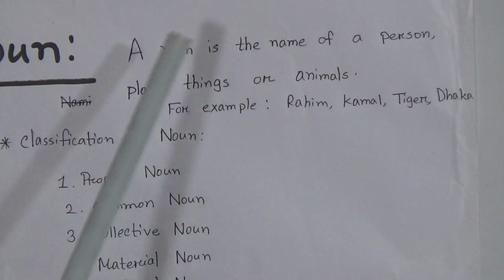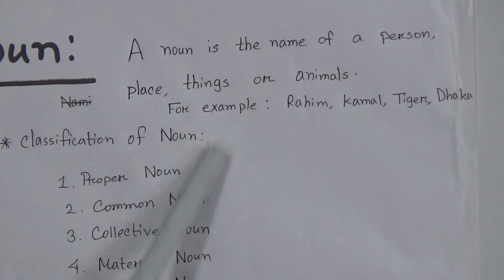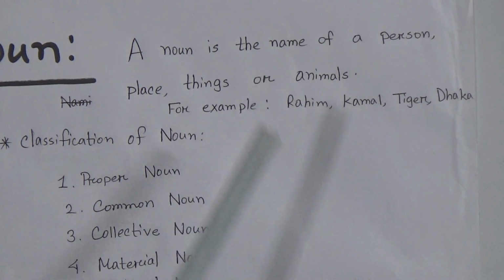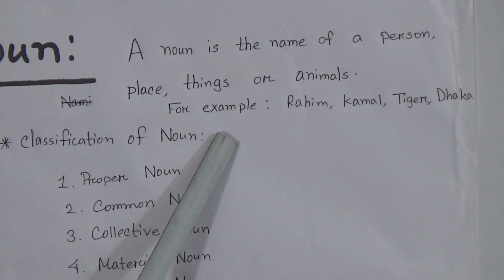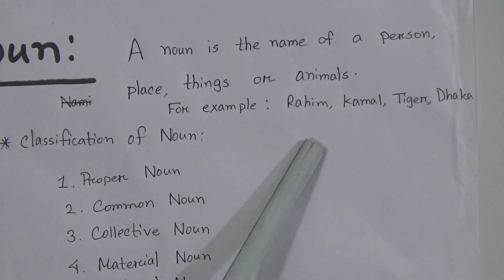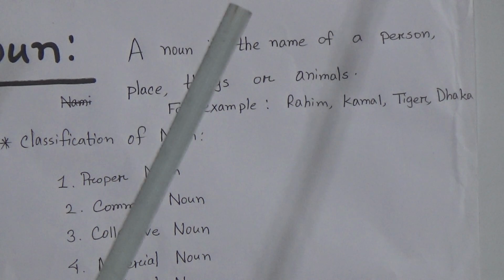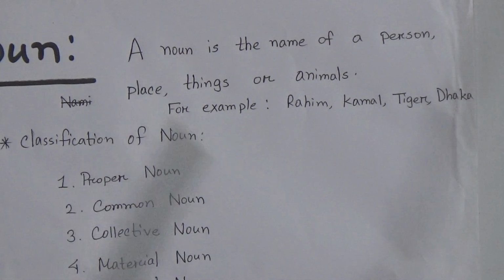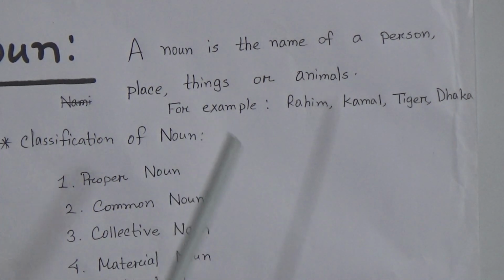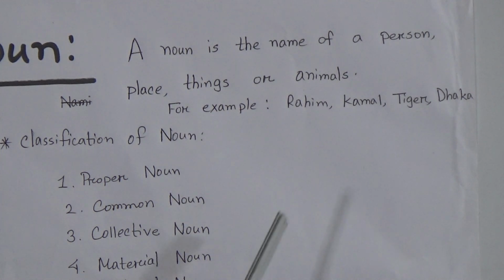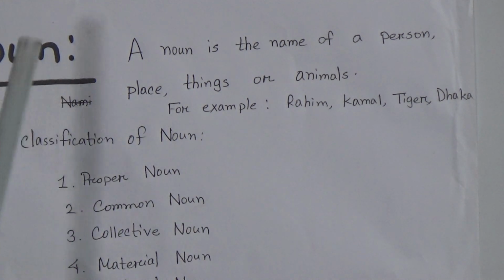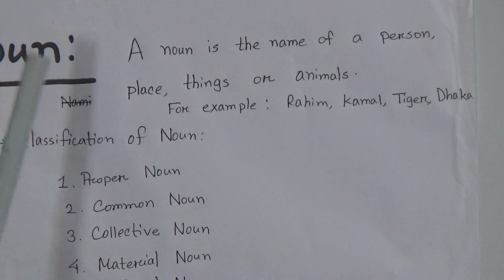Now I am going to give you some examples so that you can understand this topic properly. For example, look here: Rahim, Kamal, Tiger, Dhaka, or any kinds of name like Chittagong, or any kinds of animals' names like zebra, giraffe, any kinds of place names, any kinds of particular person's names. All of these naming words we can call what? Noun. We can call them nouns.